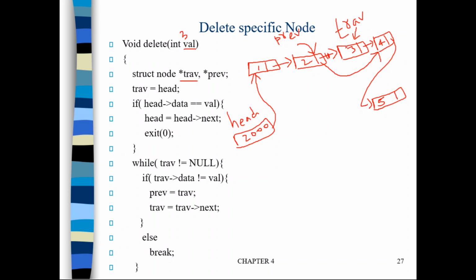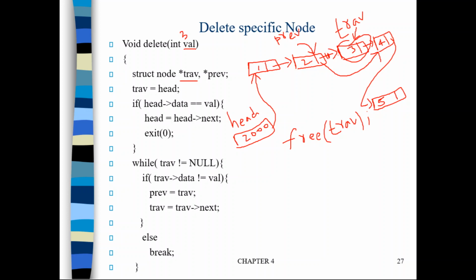And to further delete, because this is dynamic memory allocation, we can say free of traverse, because traverse is pointing to the node that is to be deleted. So when you say free of traverse, this memory will be reclaimed by the operating system. That is, the OS will take care of this. So this is how we delete a node from a linked list.